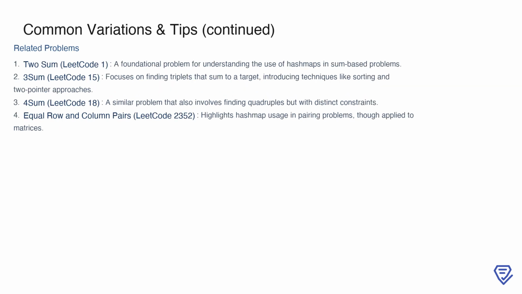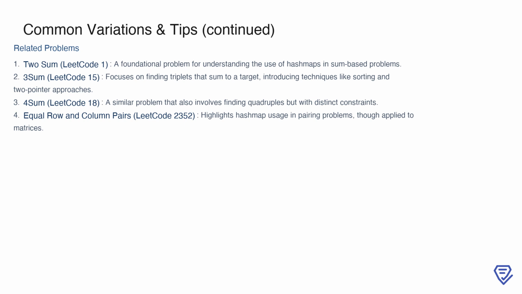This problem has connections to several related problems that can help deepen your understanding. For example, the two-sum problem, which is LeetCode 1, is a foundational exercise in using hash maps for sum-based problems. Here, you learn the basics of efficient pair matching. Moving up in complexity, the three-sum problem, LeetCode 15, involves finding triplets that meet a target sum. This introduces techniques like sorting and the two-pointer approach, which are also valuable for problems involving multiple indices. Then there's LeetCode 18, the four-sum problem, which is closely related to this one. While the constraints might differ slightly, the general idea of identifying valid quadruples remains the same.